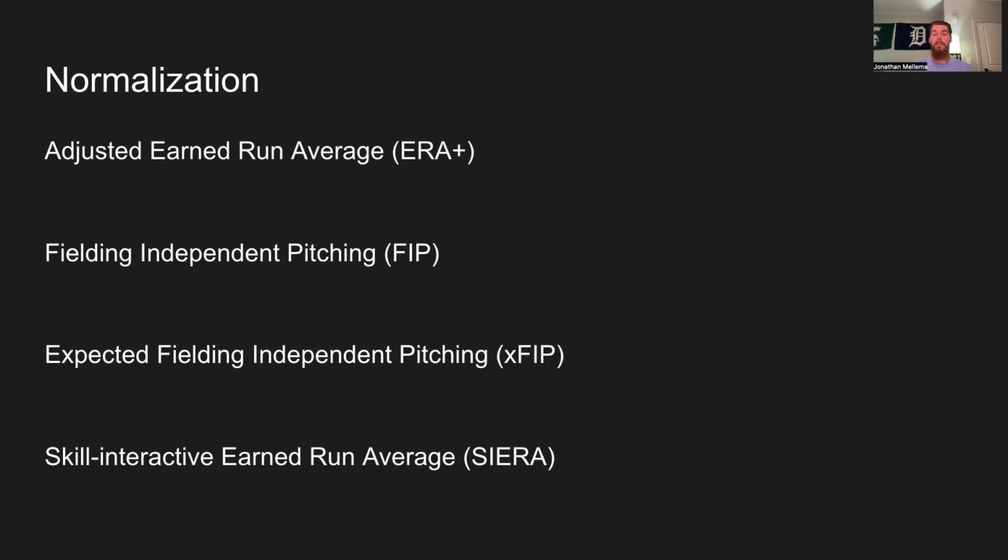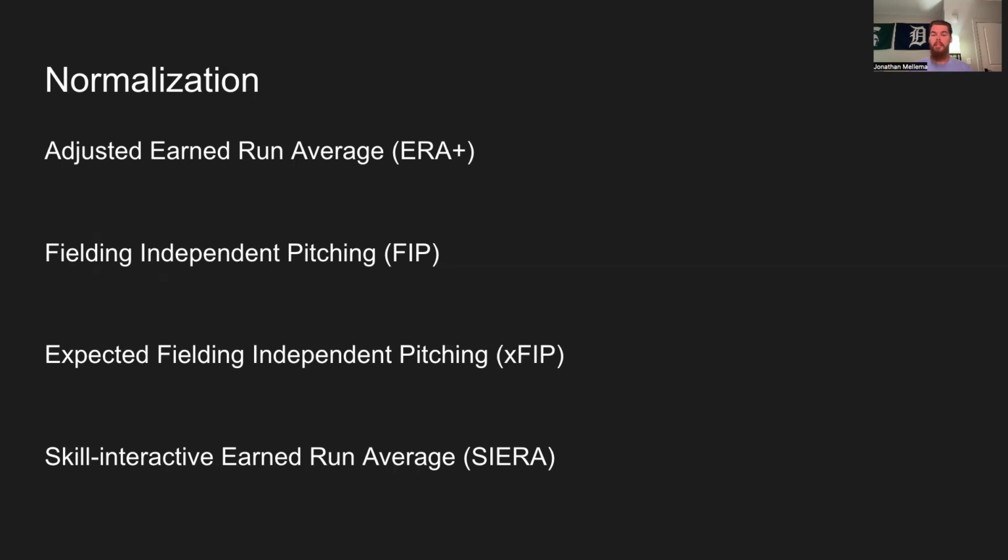XFIP, also known as expected fielding independent pitching, is very similar to FIP. It uses the same items as FIP, except it uses the projected home run rate instead of the actual home runs allowed. So the home run total for xFIP is determined by that season's league average home run to fly ball rate and is predicated on the notion that pitchers have more control over how many fly balls they allow than over how many fly balls leave the park.